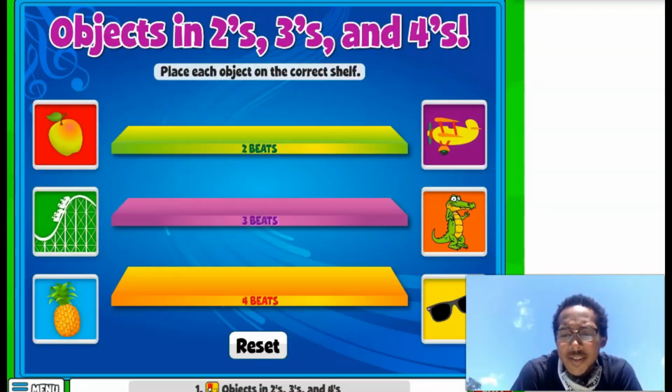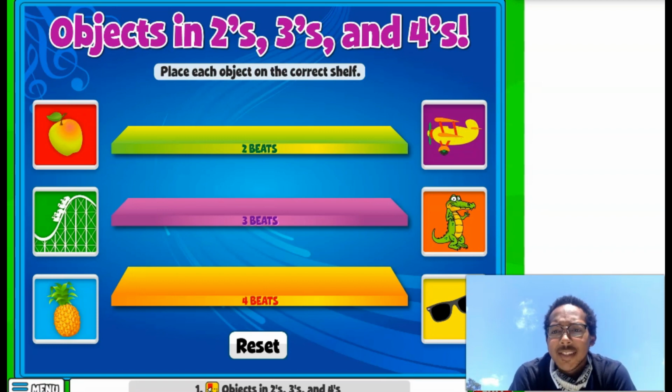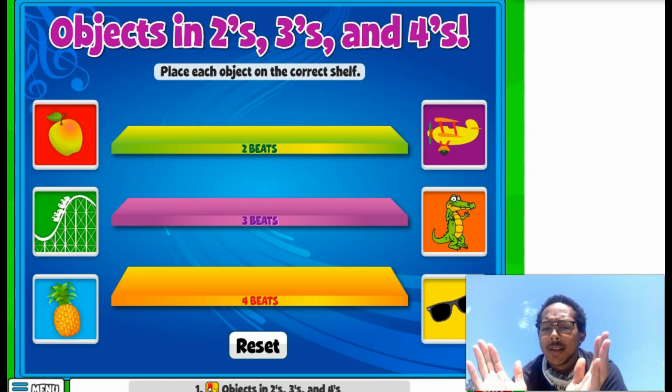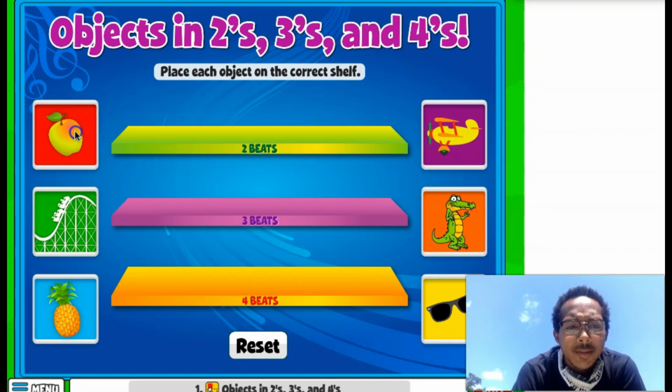Each of these objects in the pictures that you see have either 2 beats, 3 beats, or 4 beats of sound. Let's say and clap them together and categorize them on our shelves. The first one, apple, apple. That's right, 2 beats.